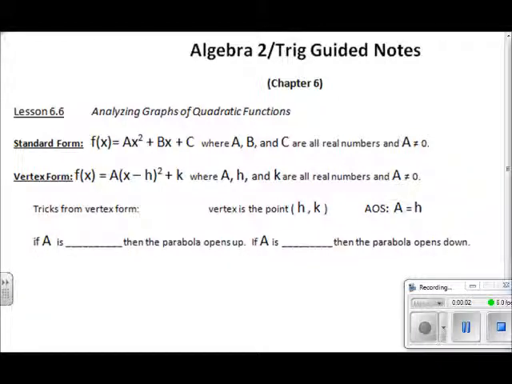Lesson 6.6 is all about analyzing graphs of quadratic functions. More specifically, before we've been looking at standard form, we're now introducing the vertex form of an equation.